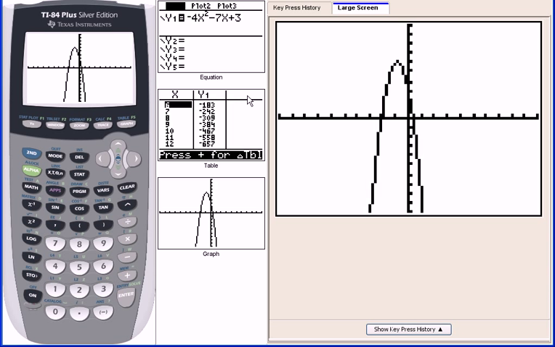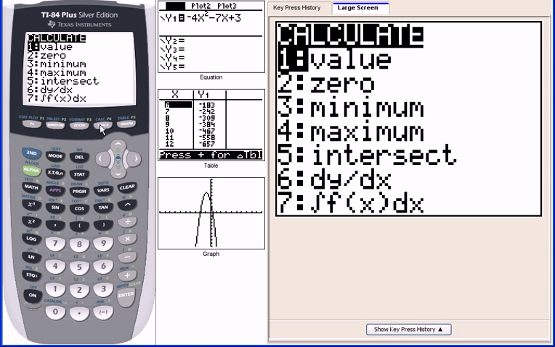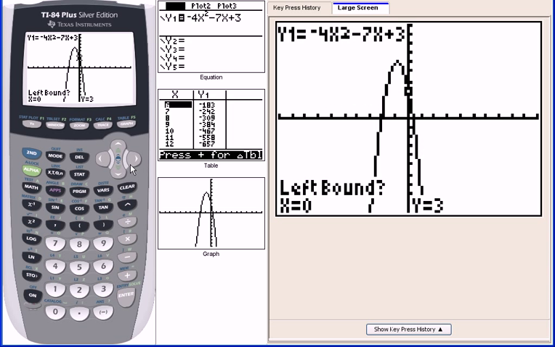So you get a parabola, and notice you have a maxima, a relative max. So in order to find out what this point is, you're going to hit second and your trace button for your calc. And notice it gives you this calculate menu: value, zero, minimum, maximum, and we're going to find the maximum. So we're going to hit 4, and it says left bound and right bound. So we did a little bit of this way back when. To find a left bound, that is just choosing a point that is left of what you're trying to find. So we're trying to find a maximum, which is up here. So we're going to choose any point that's to the left.